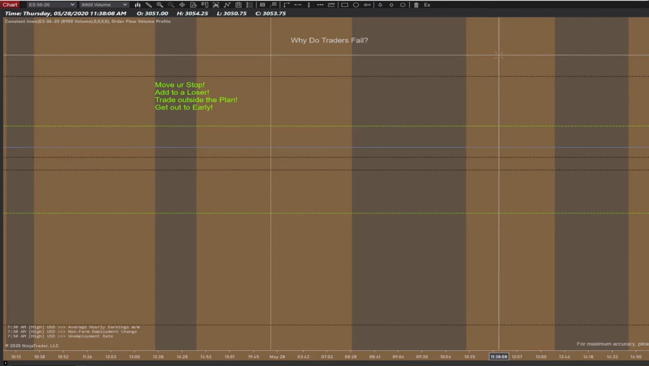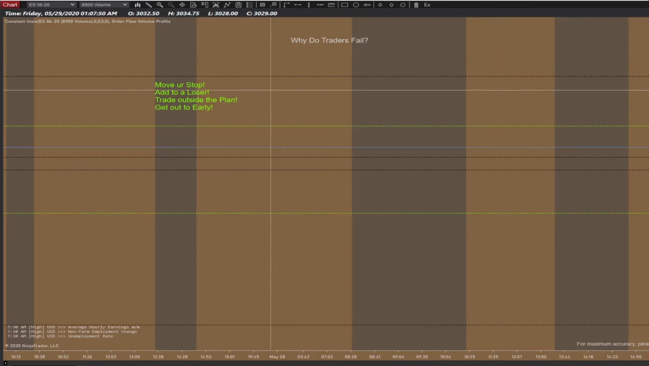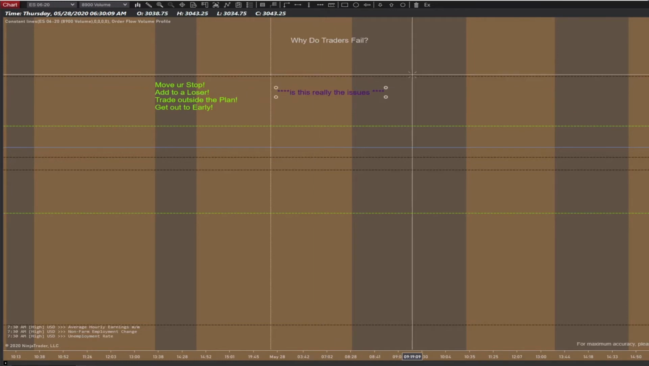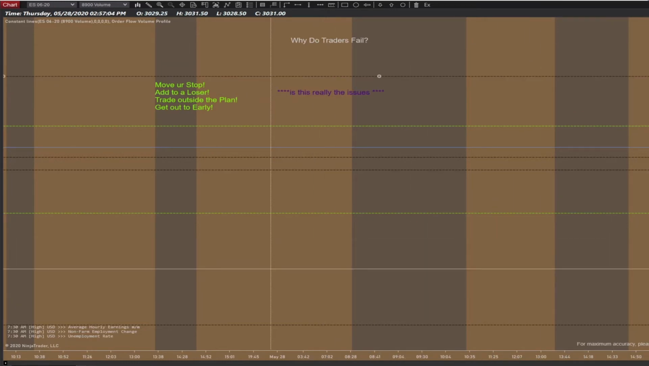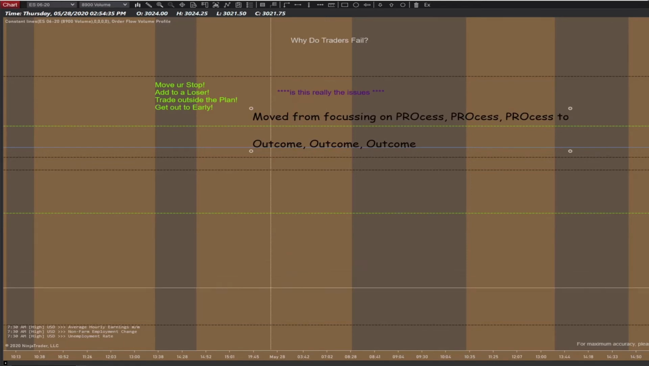So really when we're looking at this, what traders fail, these areas, is it really the issue? Yes, we see that. That's after the fact that they moved their stop. But the issue really is not focusing on the result. It's focusing on what happened before.